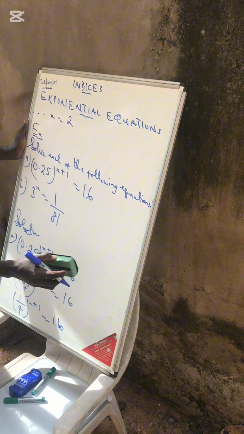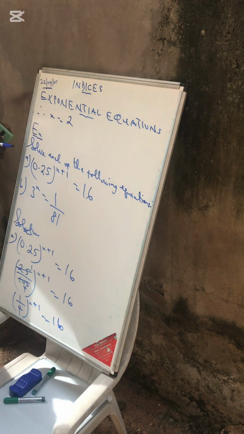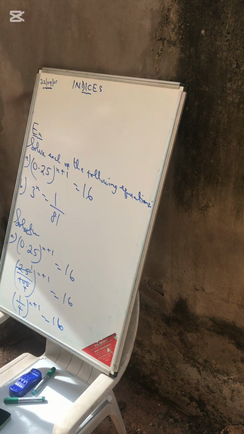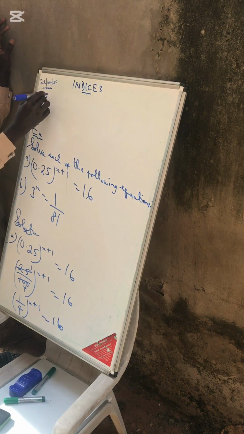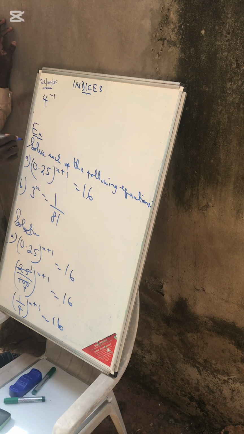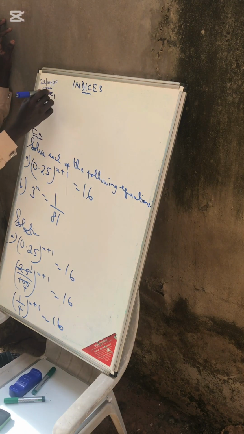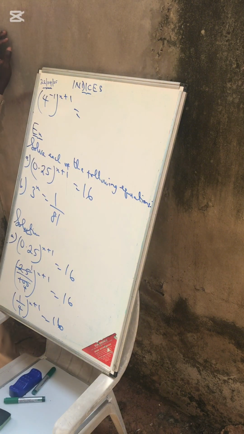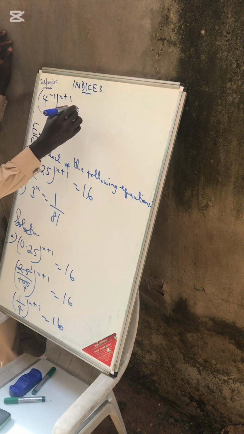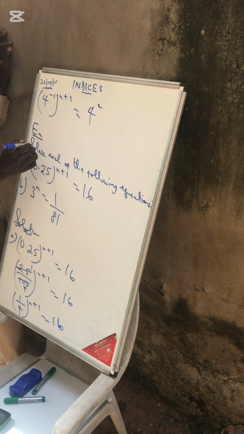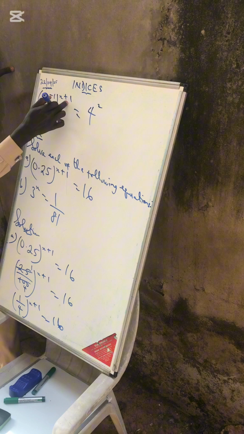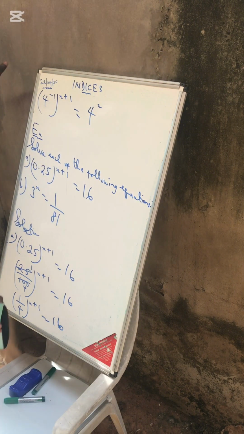Write that quickly. Now, 1 over 4 equals 4 raised to power minus 1, raised to power x plus 1, equals 16. What is 16 as a power of 4? 4 raised to power 2. Exactly. So what do you now do? The bases are the same. You are supposed to say minus 1 times x plus 1 is equal to 2.